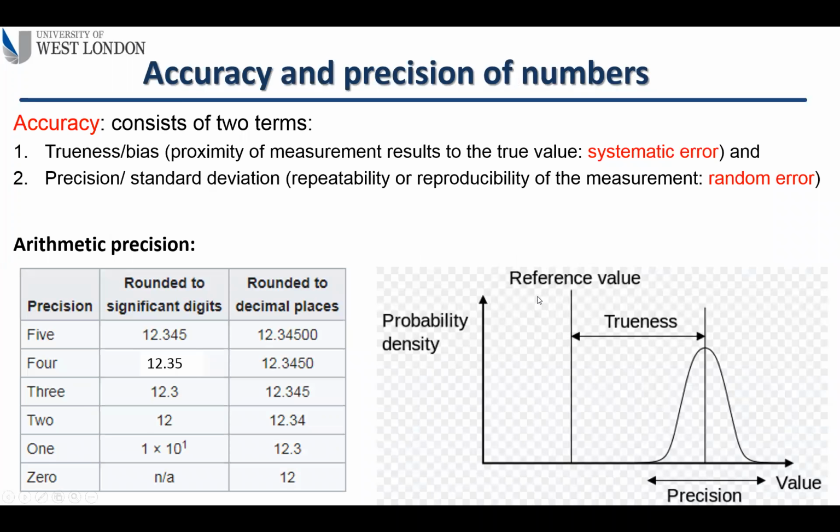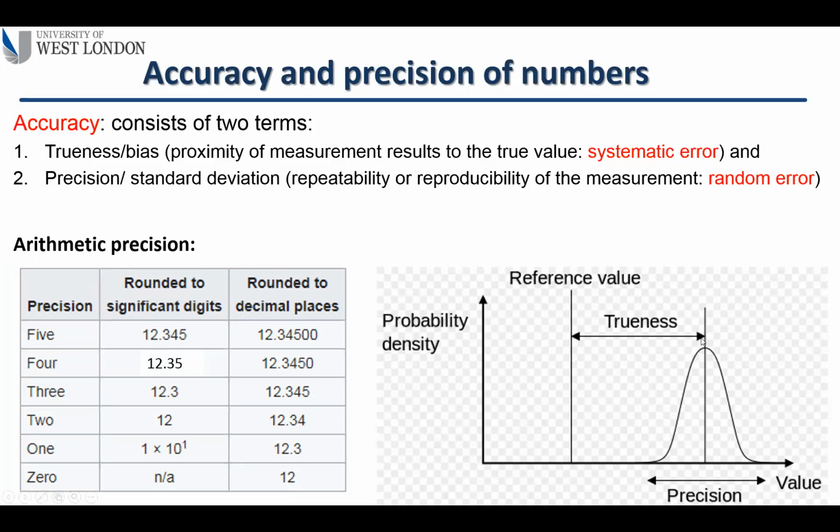We have another term, which is about accuracy and precision of numbers. In general terms, accuracy consists of 2 terms. One term is the trueness or bias, the proximity to the true value. For example, if you measure something and compare it to the true value, if this line represents the true value, and you have a lot of measurements for, let's say, the length of something, all your figures are scattered around this area.